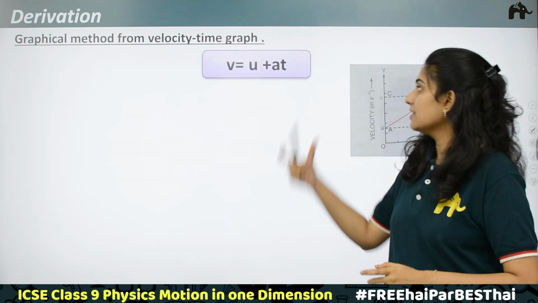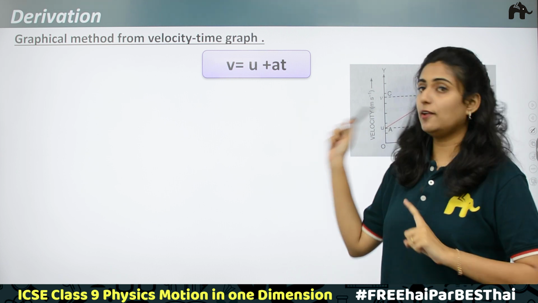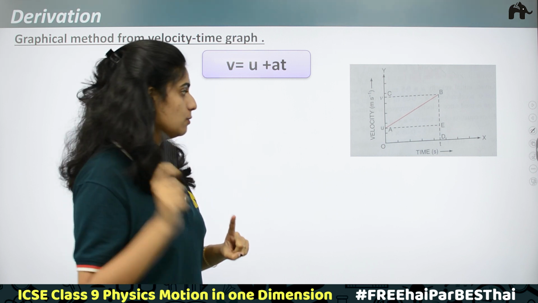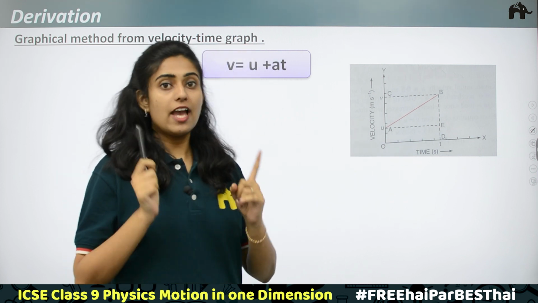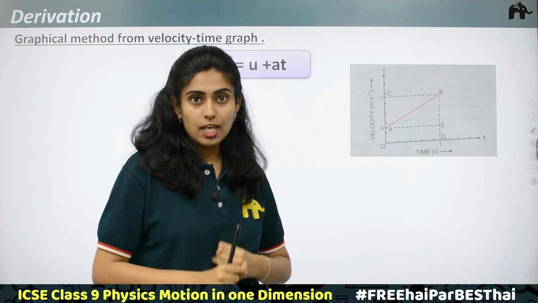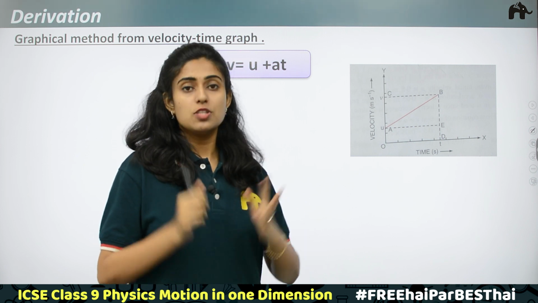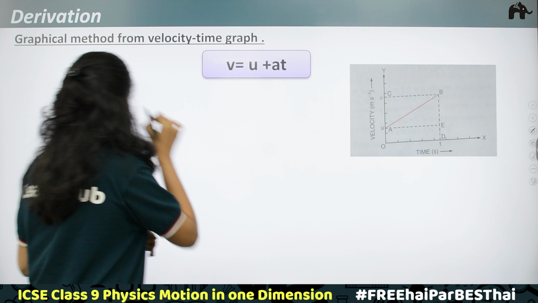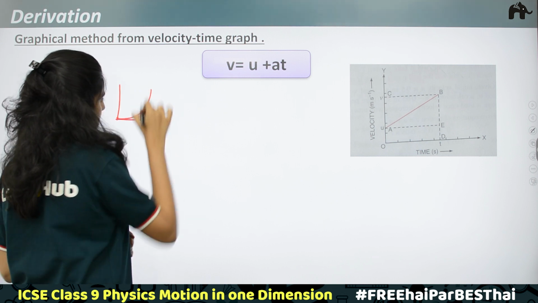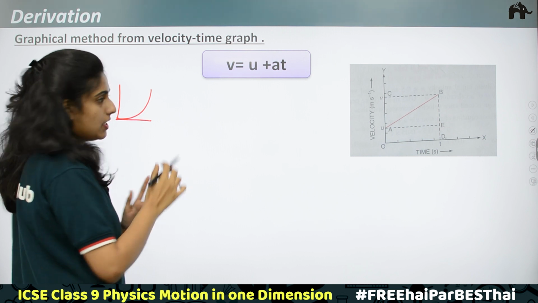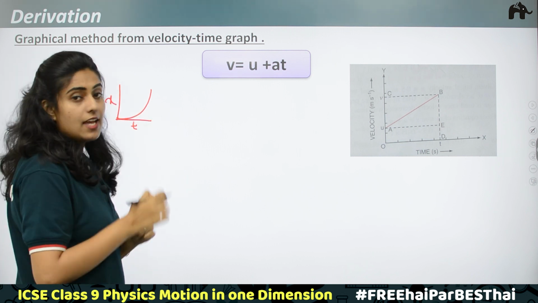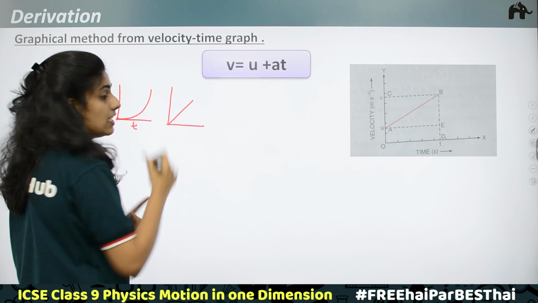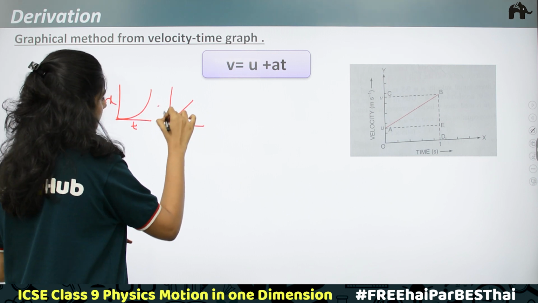First, we are going to derive the first equation of motion, which is v = u + at. Here you can see a graph that is plotted for uniformly accelerated motion, a velocity time graph. We have discussed the different graphs: position time graph, velocity time graph, acceleration time graph. When a body is in uniformly accelerated motion, the position time graph will be somewhat like this. When it comes to the velocity time graph, you will have a line that is inclined to the time axis or x-axis.